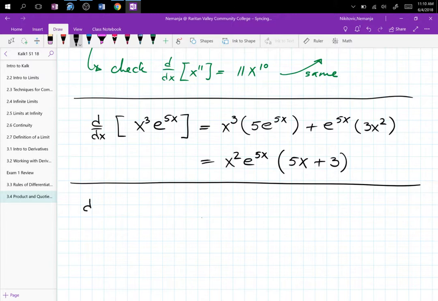Let's see another problem. So, d/dx of 3x to the 6 square root of x. I'll let you enjoy this a little bit before I move in.